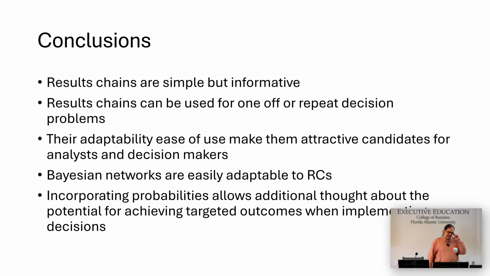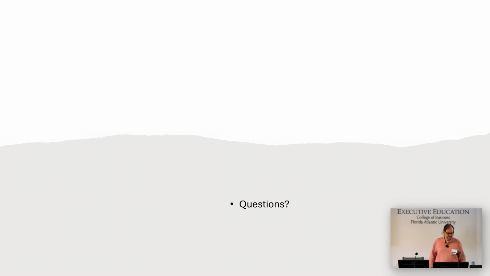So result chains are very simple, but they're informative about decision implementation. They can be used for one-off or repeat decision problems. Only the latter can be used with adaptive management. Their adaptability and ease of use make them attractive candidates for both analysts and decision makers. And Bayesian networks are easily adaptable to result chains. And incorporating probabilities within result chains allows additional thought about potential for achieving outcomes when implementing decisions.